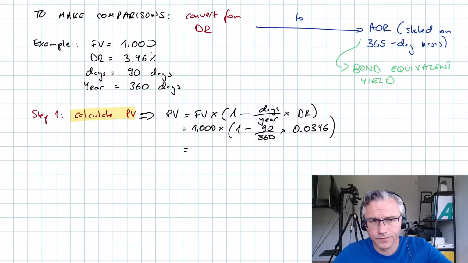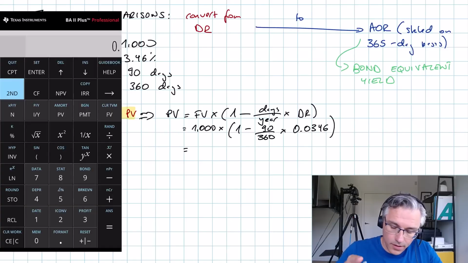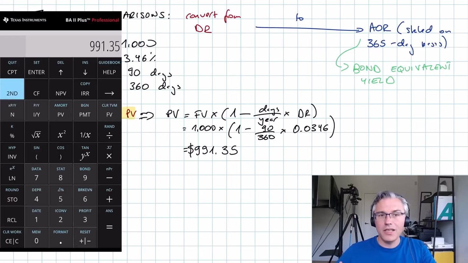And let me get my calculator up and running again, and recording what's on the screen. Right here it is. So what's in the brackets? 1 minus 90 divided by 360 times 0.0346, times 1,000. Okay, here we go again. That same answer, 991.35. So I know how much the instrument actually costs in the market, and that's critical.